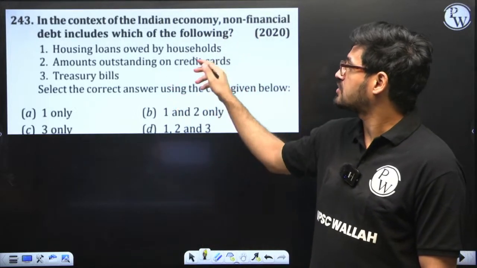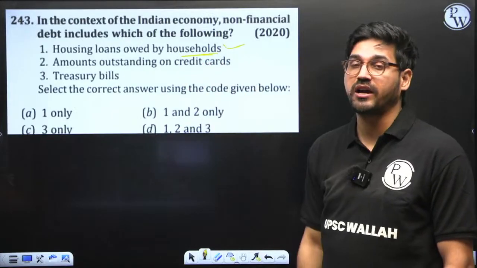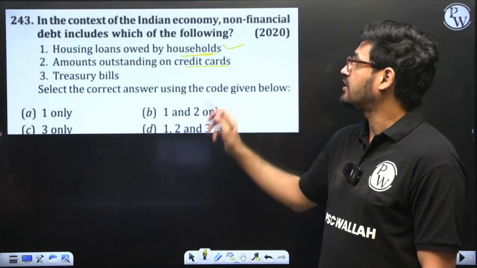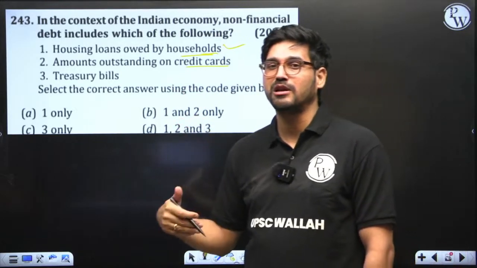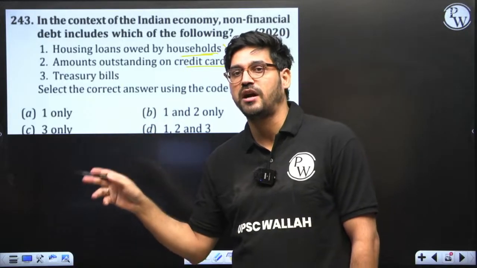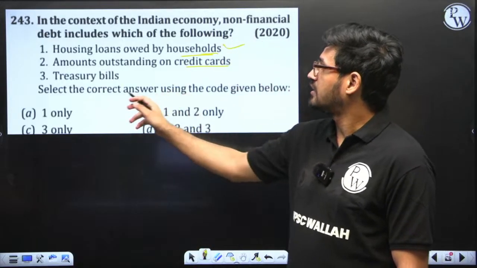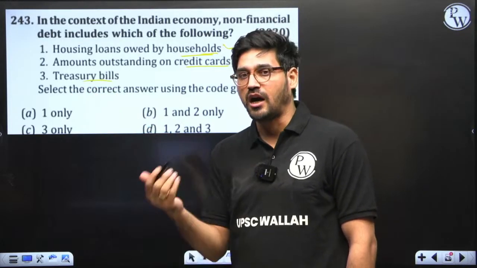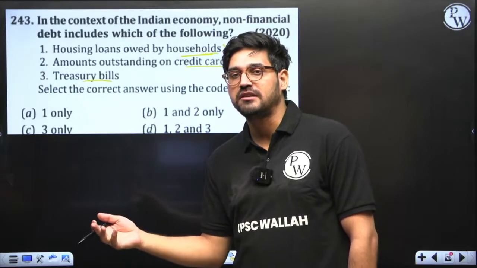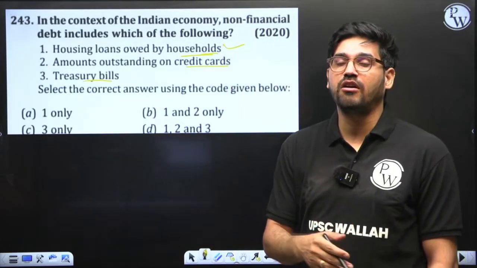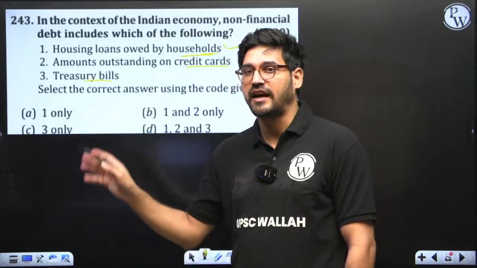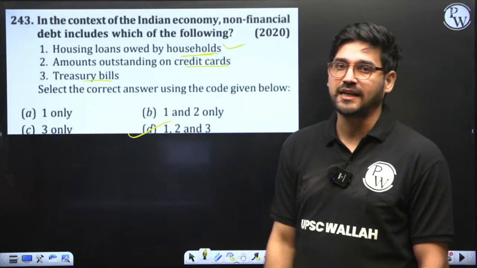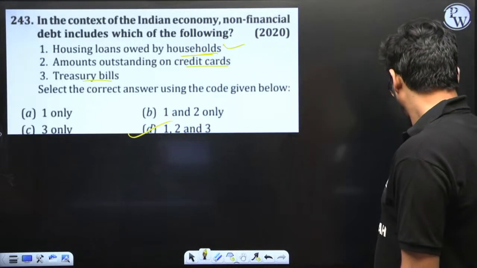First one says housing loans owned by households. Yes, because these are being owned by households and households are not a part of the financial sector. Amounts outstanding on credit cards, because this is money owed by normal people, right? This is also a part of non-financial debt. Third one is treasury bills, because this is owed by the government itself. Treasury bills are issued by the government. Households, firms, and governments, we are considering them as a part of not the financial sector, right? Hence, their debt is going to be called non-financial debt. The answer is D, 1, 2, and 3. We'll move to the next one.